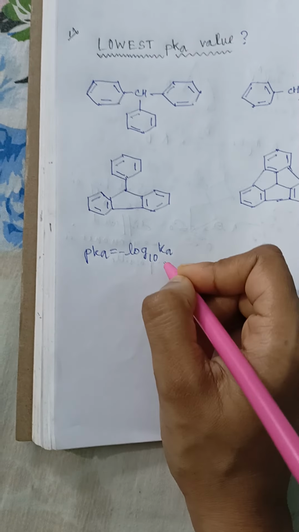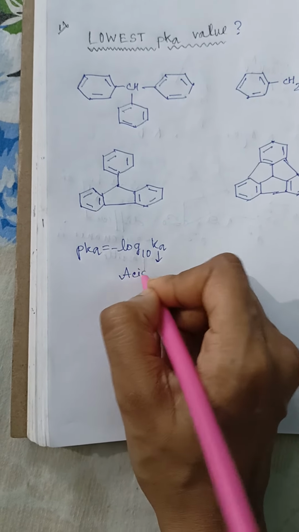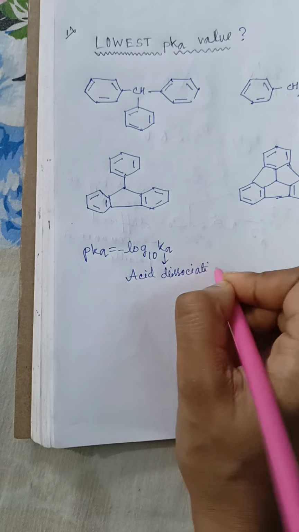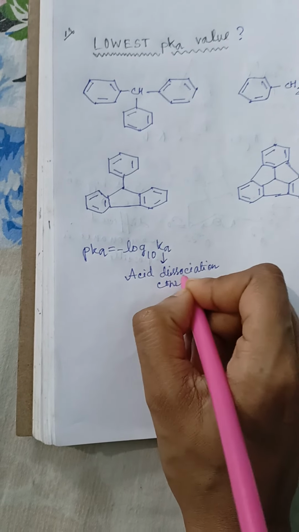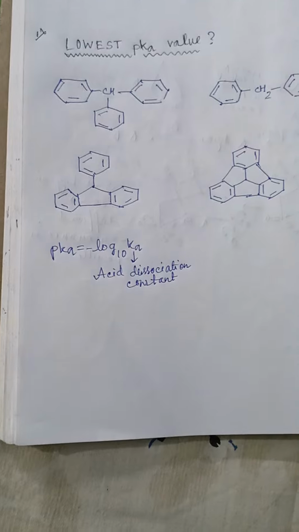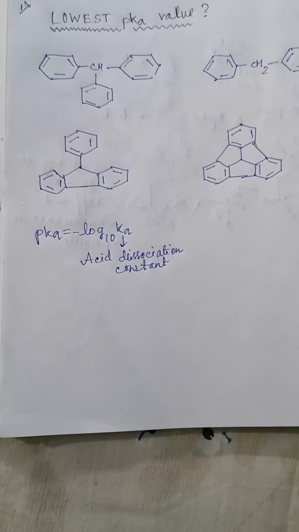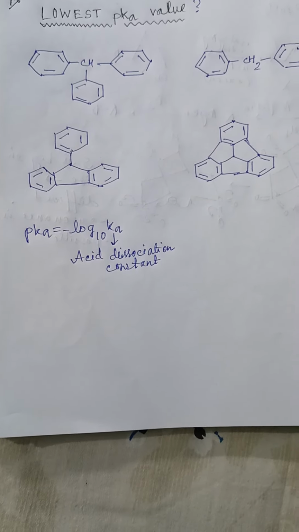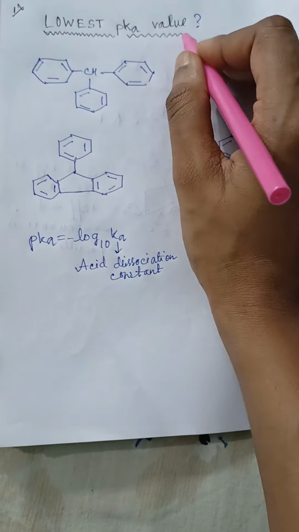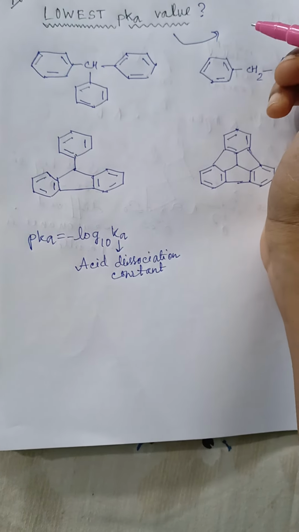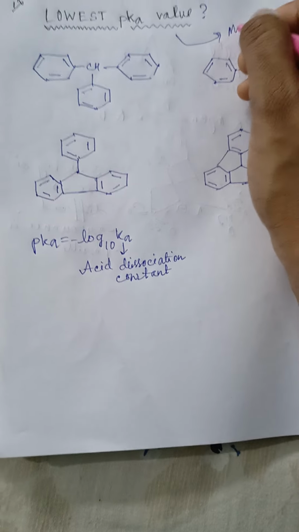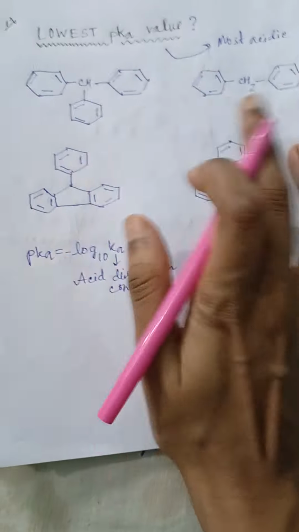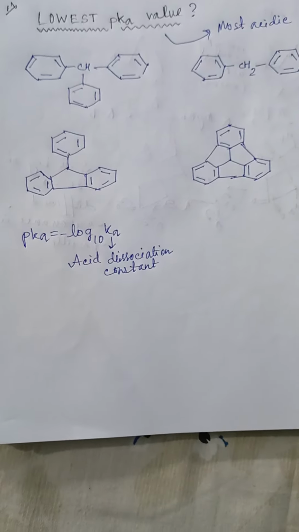Now, what is Ka? Ka is the acid dissociation constant. That means the more the acid is dissociated, the more will be its value of Ka. And since the more the value of Ka, the lesser the value of pKa, that means the lowest pKa value will be of the compound which is most acidic. Am I right? Yes. So among these four compounds we have to find which one is most acidic.